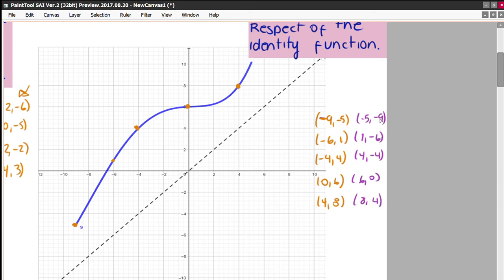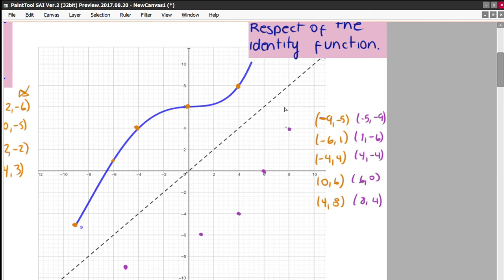I'm going to start graphing these points: (-5, -9), (1, -6), (4, -4), (6, 0), and (8, 4).